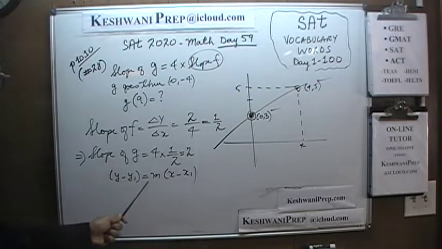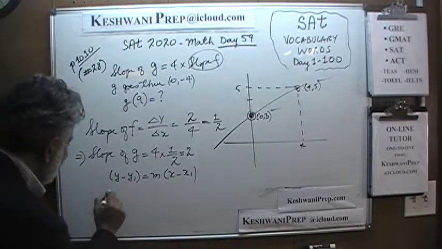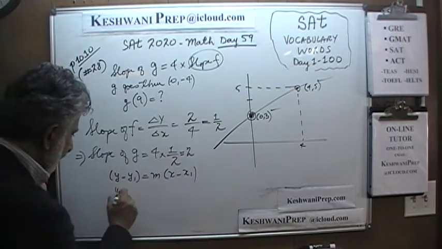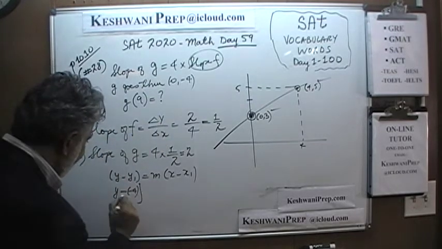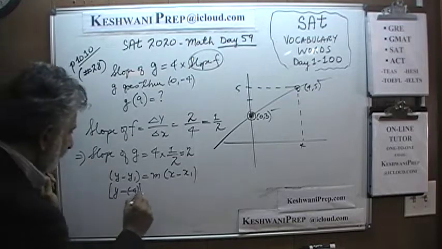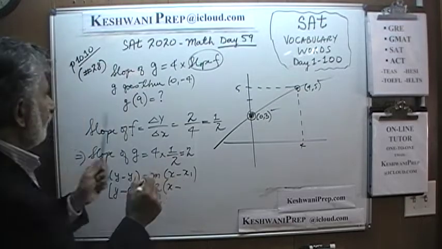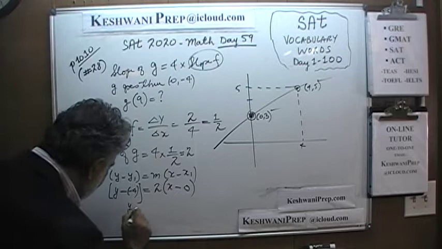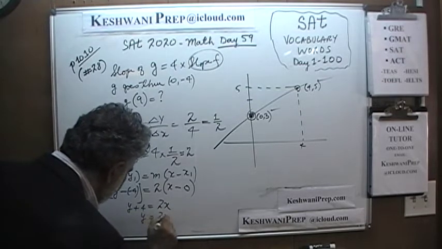We have one point that it goes through, and we know the slope. It goes through this point, 0 and negative 4. And we know the slope. The slope is 2. So y minus y1, which is negative 4. Pay attention here. y minus y1, which is negative 4, right here. So it's going to become y plus 4 is equal to m, which is the slope, which is 2, times x minus x1, which is 0. y plus 4 equals 2x, which tells us that y is equal to 2x minus 4.